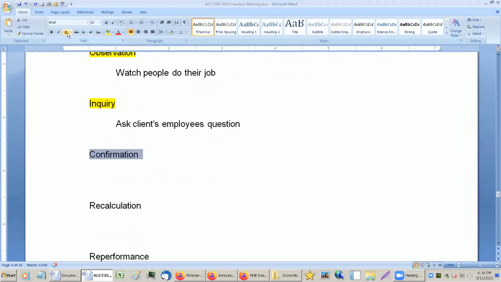Confirmations. This is a whole class by itself, pretty much. A lot of times you'll send confirmations to third parties, and the most common one you'll see is confirmations to accounts receivable. Did I already talk about this? I can't remember. Let's say for accounts receivable.